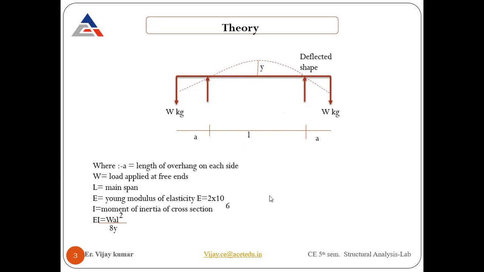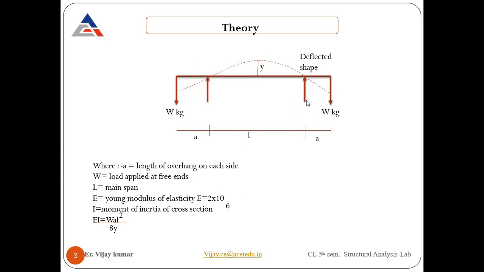So by doing so, with bd cubed by 12, you get the value of I also. That is the relation that we have to use to get the value of EI. This EI value you can calculate by drawing the bending moment diagram or by the moment area method. Easily you can draw it.